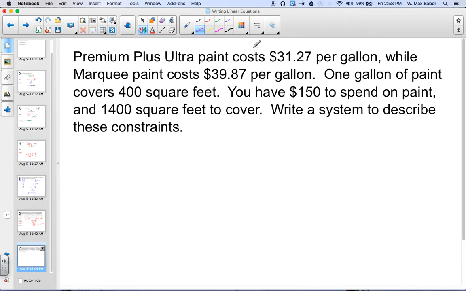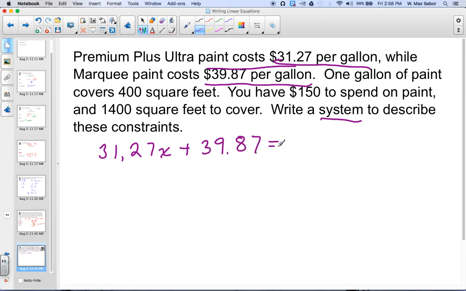Premium Plus Ultra Paint costs $31.27 per gallon, while Marquee Paint costs $39.87 per gallon. 1 gallon covers 400 square feet. You have $150 to spend on paint and 1,400 square feet to cover. Write a system, maybe more than one equation, to describe these constraints. So we have 2 rates on 2 slightly different things. So those are our 2 rates. So that hints to me that we're going to be writing it in standard form. What is the total? I should put a y there.